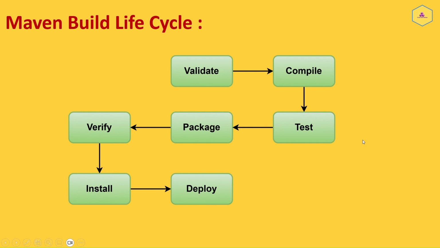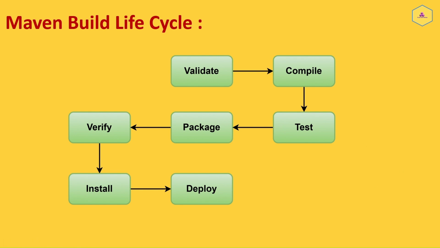Next we'll see the build life cycle of Maven, and the phases that are involved in it. Each of these build life cycles is defined by a different list of build phases, wherein a build phase represents a stage in the life cycle. The phases are validate, compile, test, package, verify, install, deploy.